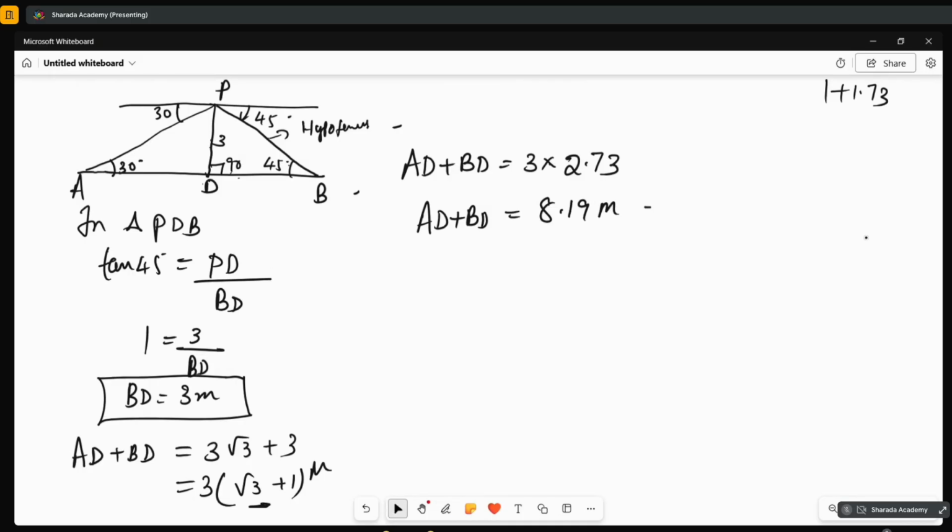Remember, what you have to write is the width of the river. Otherwise you'll get a different answer. Then the width of the river is 8.19 meters. Okay.